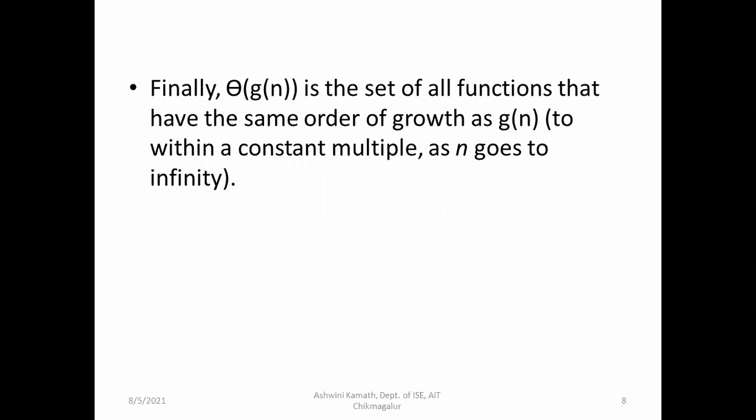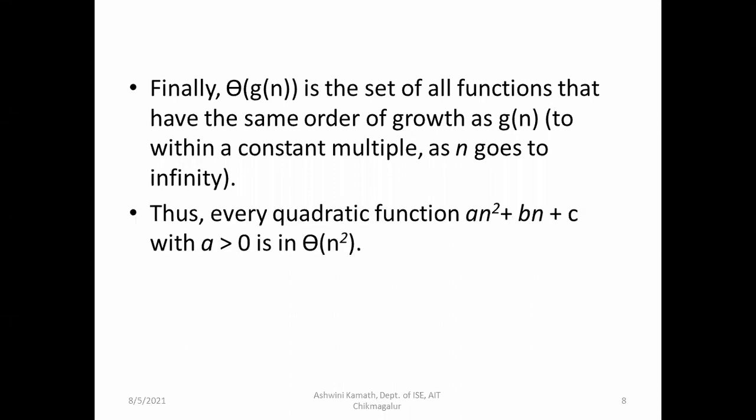And the last one is theta of g of n. This is the set of all functions that have the same order of growth as g of n. Big O is for lesser order of growth, omega is for greater or larger order of growth, and theta is for same order of growth. Every quadratic function like a n square plus b n plus c with a greater than 0 is in theta of n square. Again, we'll discuss this in detail in the next class.